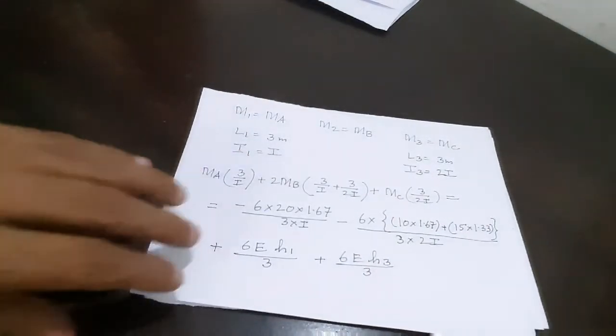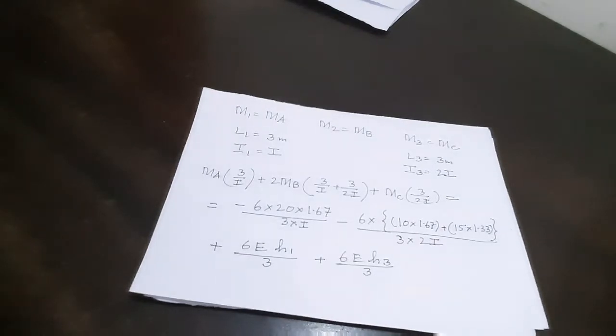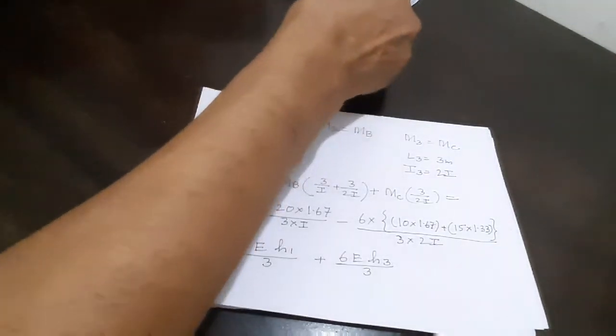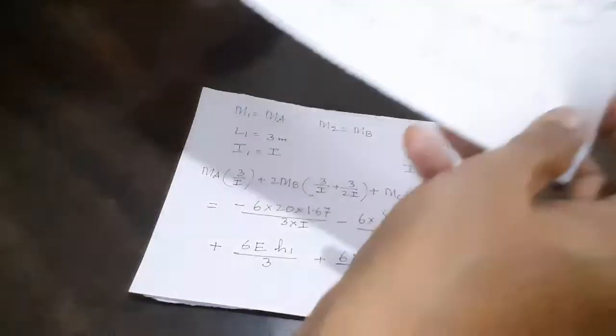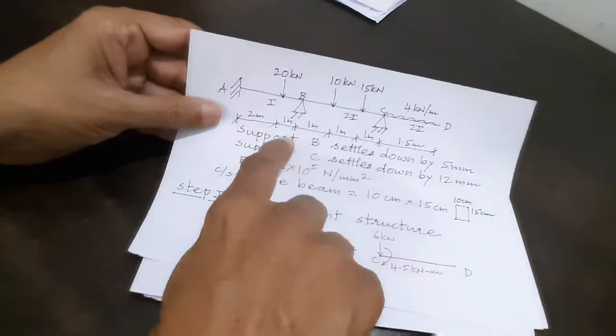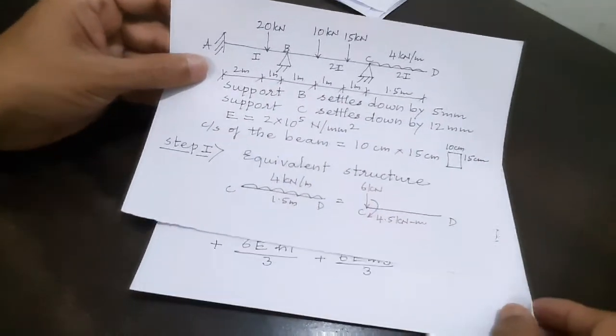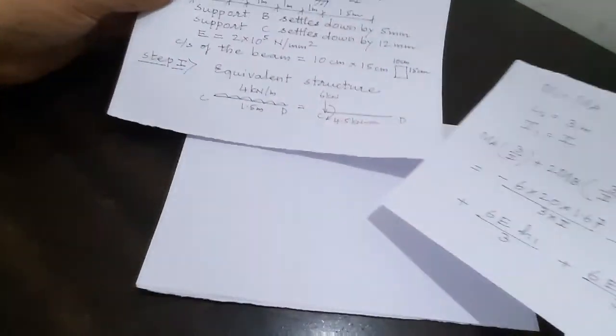Now my friends, what we will consider is how this h1 and h3 are to be taken into consideration by taking the original structure. Now look at this. Original structure says support B settles down by 5 mm, support C settles down by 12 mm. I am applying it to the portion AB and BC.